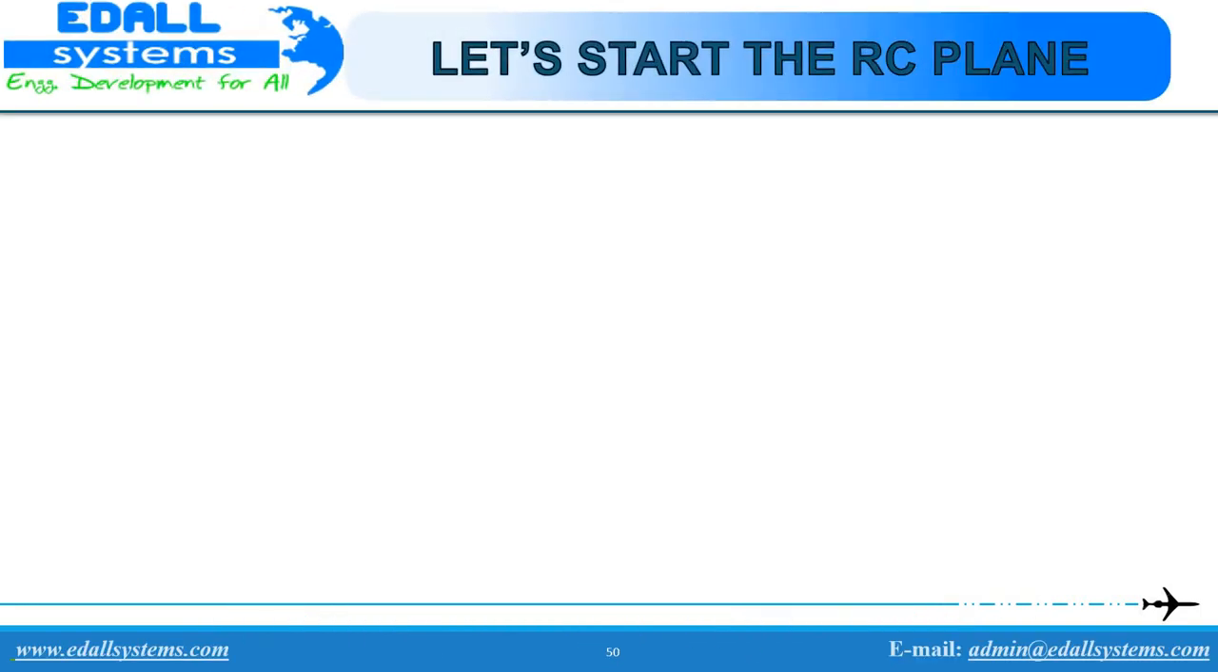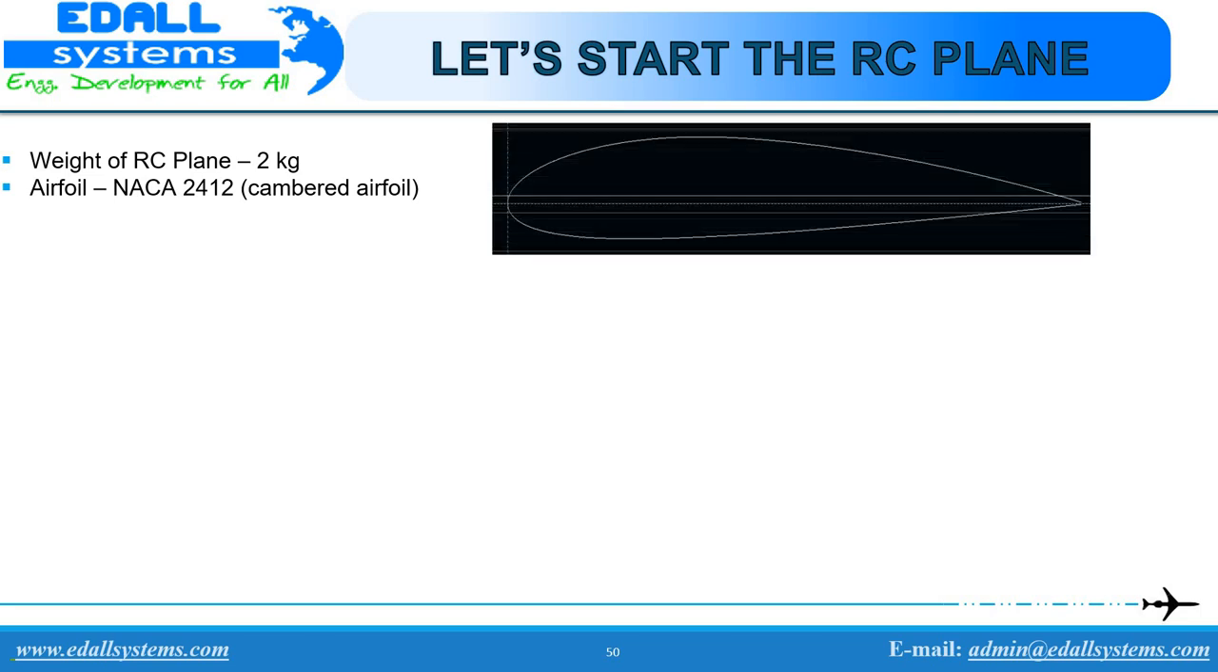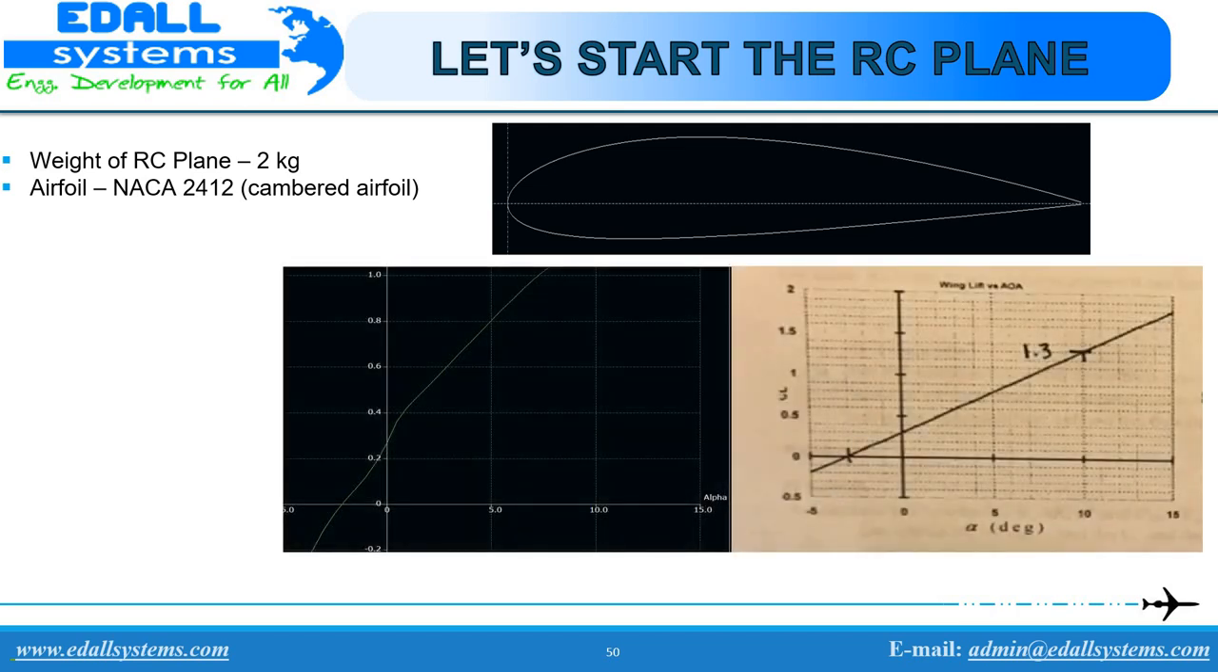Let us start off with the construction part of the RC model. The weight of the RC plane is equal to 2 kg. As we have seen earlier, a cambered airfoil has a high lift to angle of attack ratio when compared to the symmetrical airfoil. So here we are using a cambered NACA 2412 airfoil. The graph here shows alpha versus CL for NACA 2412, and we can see that the CL for a 5-degree angle of attack is 0.800.